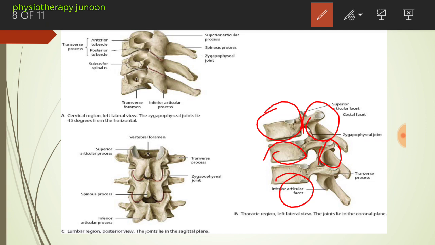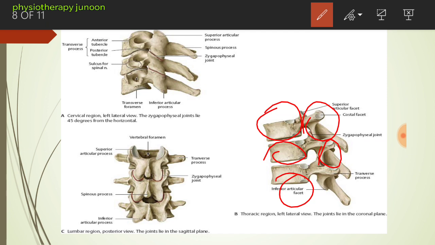The vertebral body contains cartilaginous joints and the vertebral arches contain synovial type joints. So two types of joints and two types of parts, one is the body and one is the arch. Now the articular joints unique to the cervical spine. There are two joints unique to the cervical spine, found only in the cervical spine: the atlantoaxial joint and the atlanto-occipital joint.